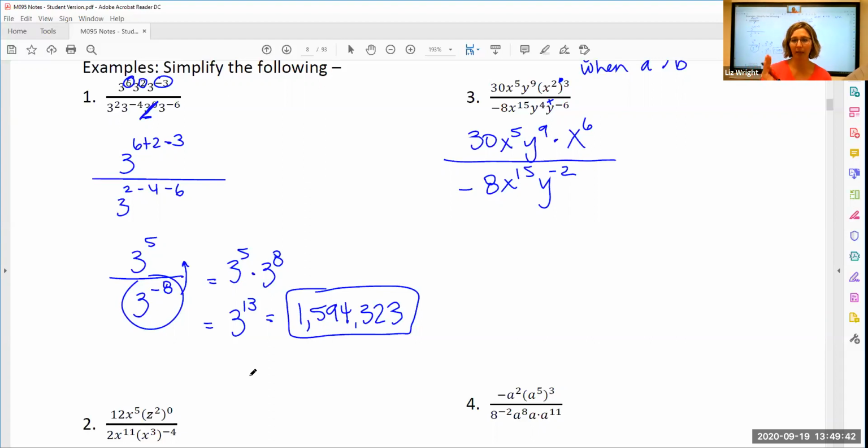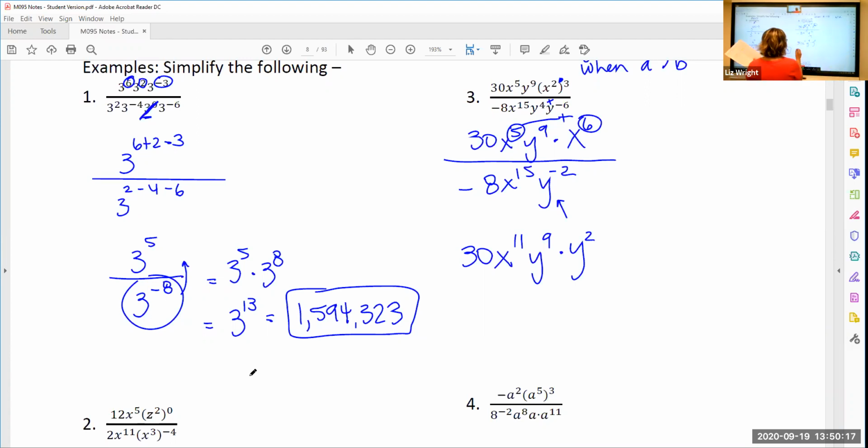And then we still kind of have a mess. So I want to go ahead and work with my numerator, just one more step. And the other thing I'm going to do is bring this y up to the numerator so that I have it as a positive exponent. So I'm going to do those two steps in one. I've got 30 times x, and I'm going to add these two together. So we've got x to the 11th, and then I've got y to the 9th times y squared. This y squared at the end is from me bringing that y to the negative 2 up from the denominator to the numerator. And then what I'm left with is negative 8 times x to the 15th.